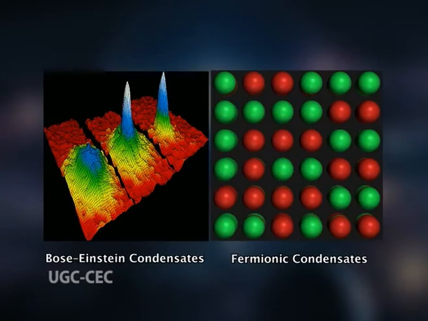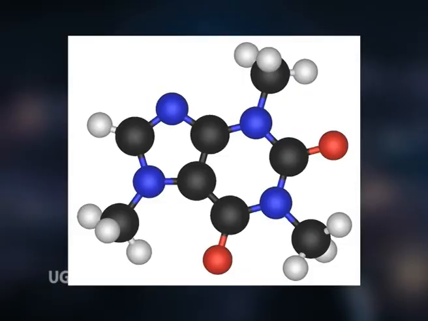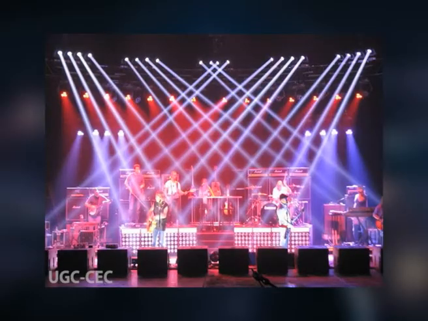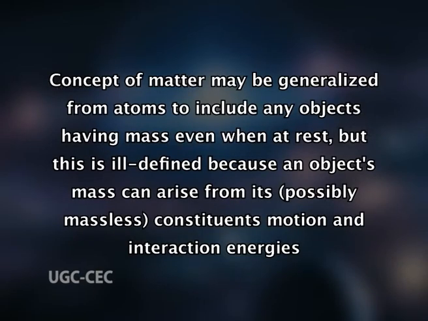However, advances in experimental techniques have revealed other previously theoretical phases, such as Bose-Einstein condensates and fermionic condensates. Before the 20th century, the term matter included ordinary matter composed of atoms and excluded other energy phenomena such as light or sound. This concept of matter may be generalized from atoms to include any objects having mass even when at rest, but this is ill-defined because an object's mass can arise from its possibly massless constituents, motion and interaction energies. Thus, matter does not have a universal definition, nor is it a fundamental concept.